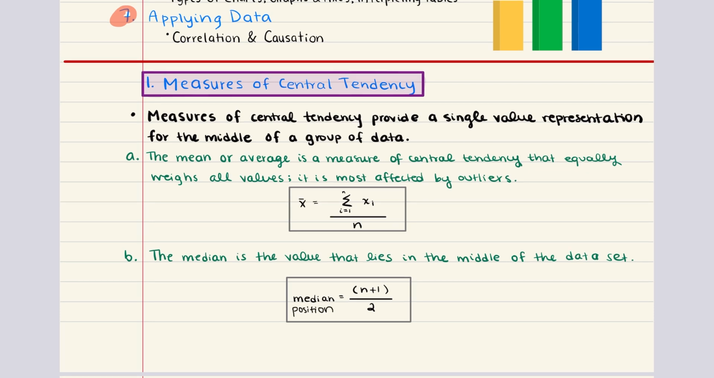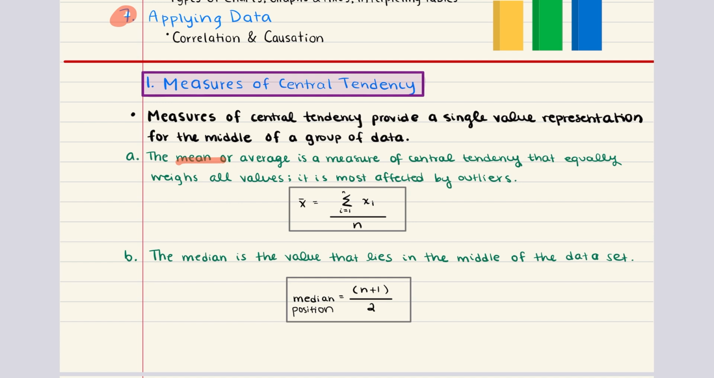These measures provide a single value that represents the middle or central point of a data set, and that helps us summarize and describe the data effectively. The three main measures of central tendency are mean, median, and mode, and each one offers a different way of identifying the center of the data. Let's break them down. First, we have the mean, often called the average.